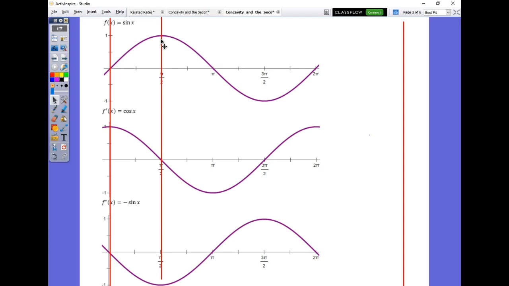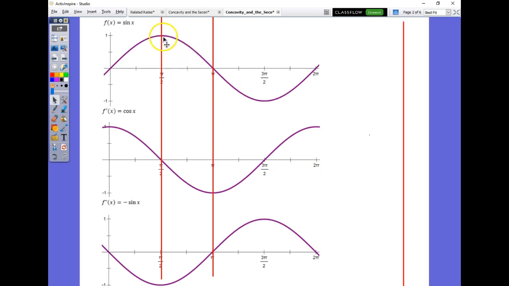If we move on a little bit further and look at the next section, you'll notice that this is still concave down. Between pi over 2 and pi, this is now a negative slope, but it's getting steeper and steeper and steeper.